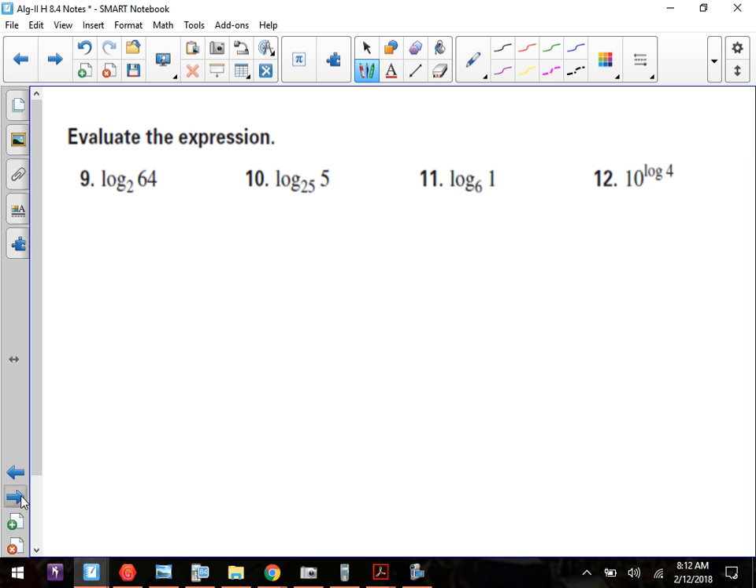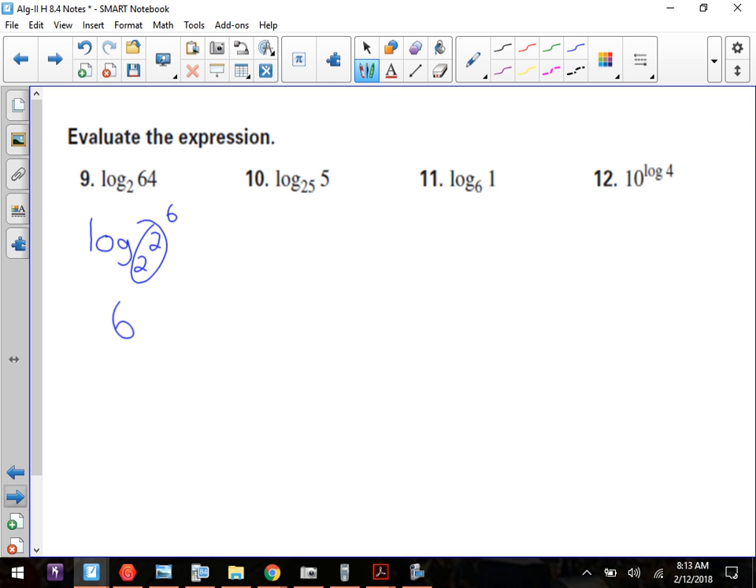All right. Figure those out. Log base 2 of 64 is going to equal what? 6. How? It's 2 to the 6th power. These bases undo one another, which gives you 6.